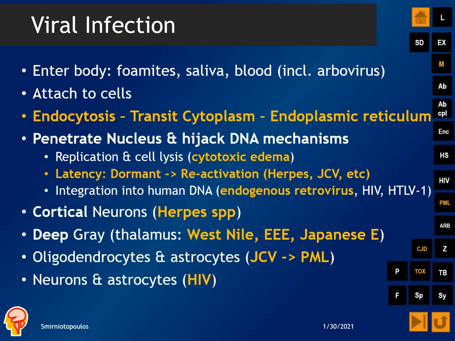The deep gray matter, especially the thalamus, is a target for West Nile, Eastern equine encephalitis, and Japanese encephalitis. Oligodendrocytes are the target for JC virus that causes PML, and both neurons and astrocytes can be infected by the virus that causes HIV.